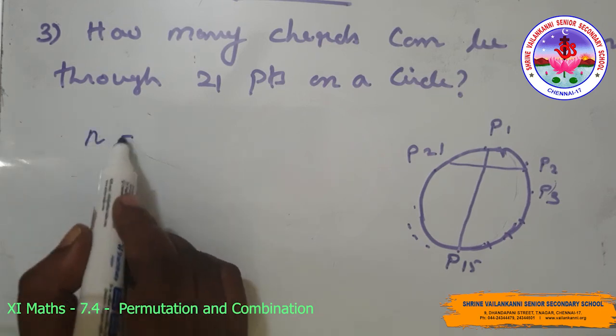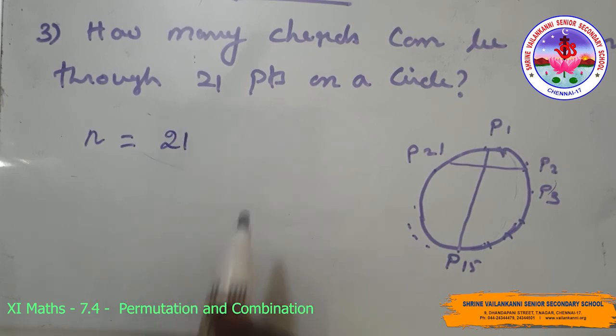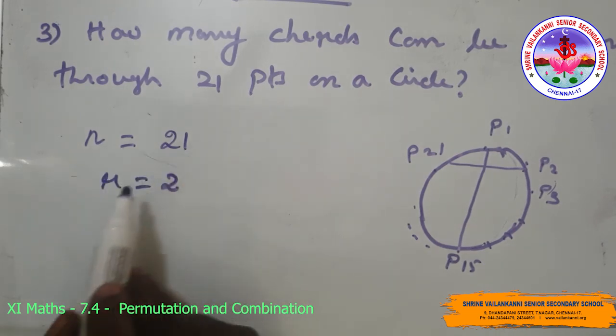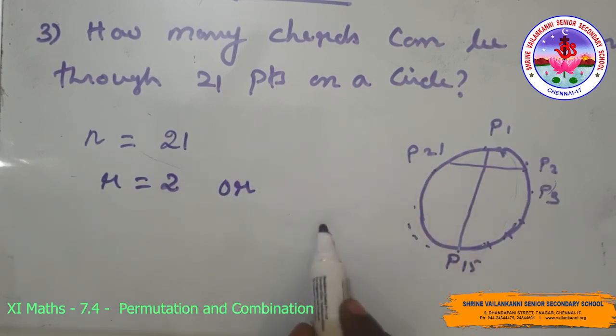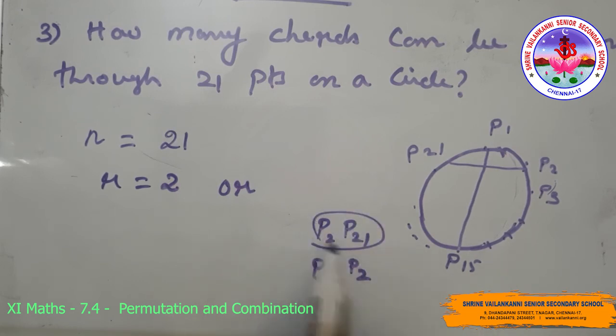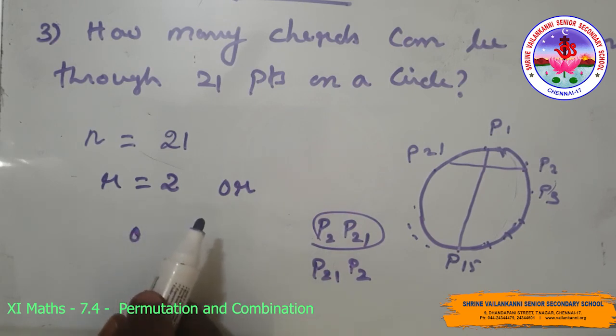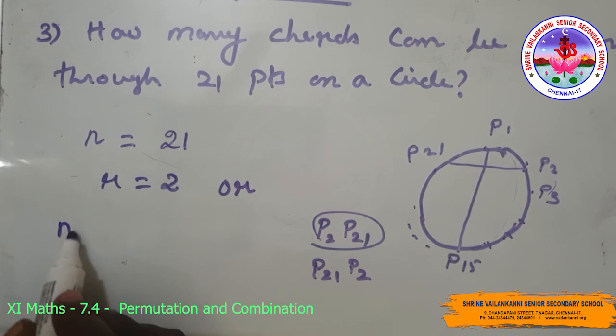So n is 21 and we have to select 2 points to make a chord. So R is 2. So a pair of points which make a chord from 21 objects. So n is 21 and R is 2. Here order is not important. Either you can join from P2 to P21 or P21 to P2. So order is not important, then we can use NCR.